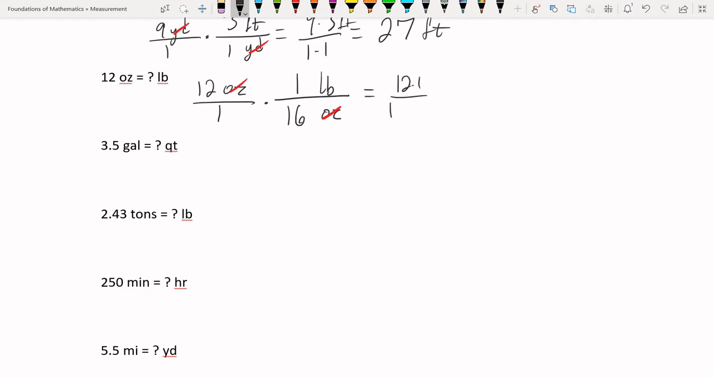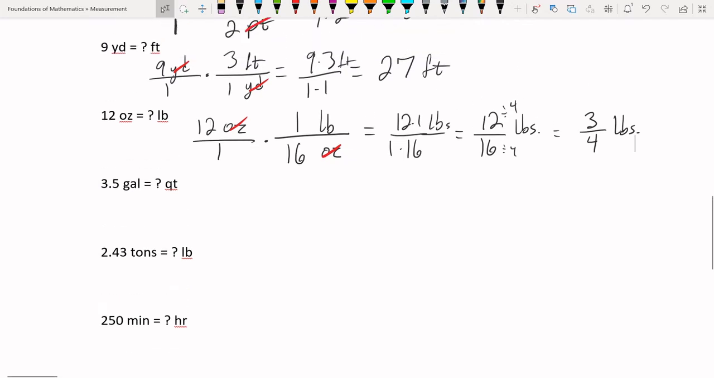12 times 1, 1 times 16. These are pounds. 12 over 16 pounds. We can reduce top and bottom by 4. Divided by 4 gives us 3 over 4 pounds. 3/4 of a pound, 12 ounces.